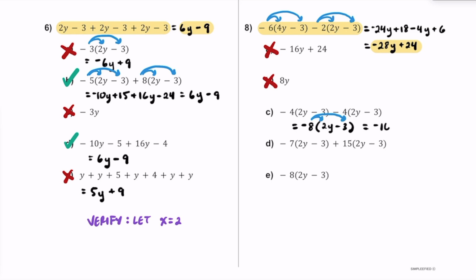And you get negative 16y and then plus 24. So interesting. Looks like these constants do match, however, these coefficients do not. So by that logic, we can say this is not equivalent.